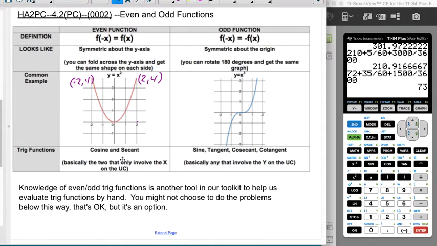So trig functions that are even are secant and cosecant. Those are the only ones. Basically, they're the ones that only involve the x on the unit circle.